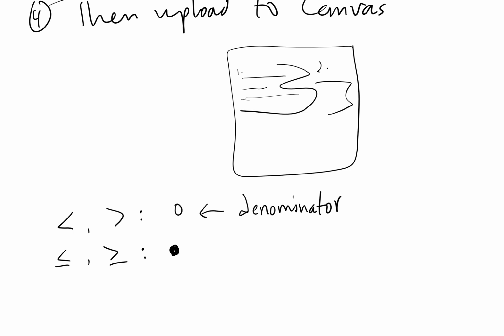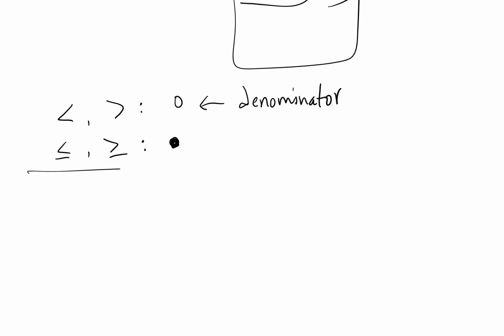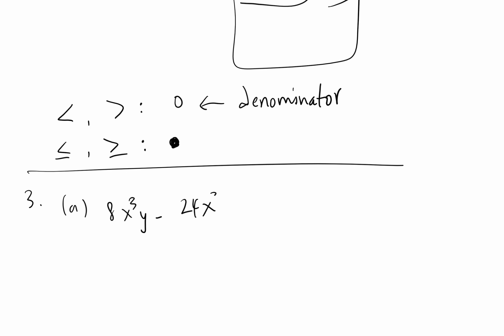Next question for me. From packet 1, homework number 3. It's about factoring. How do you factor 8x cubed y minus 24x squared y squared? The common factor here is 8x squared y. That will leave x minus 3y. That's all you have to do.